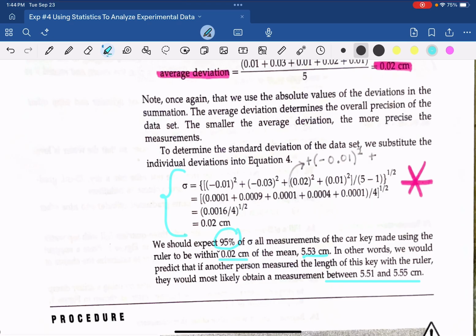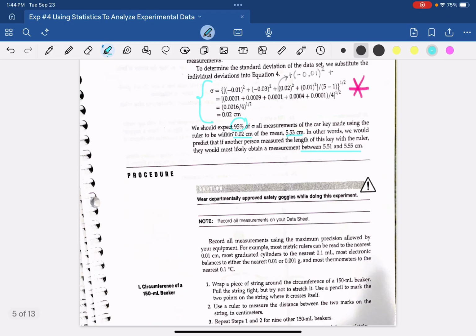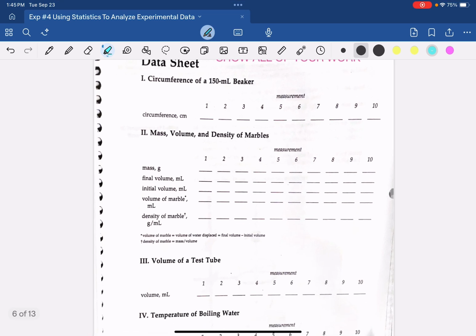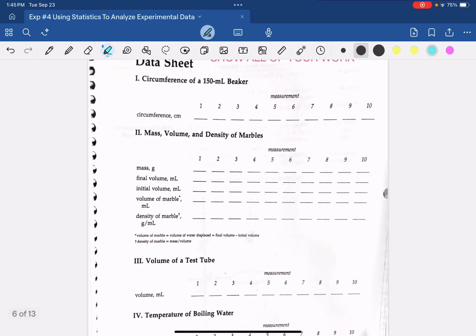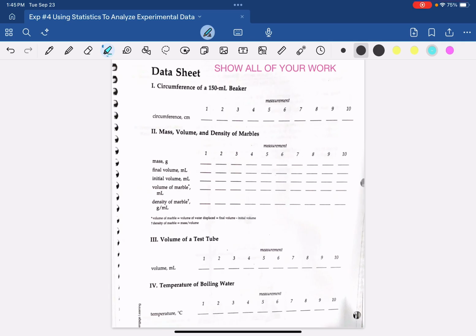Okay, now you're going to do that with your data. So again, if you've completed the lab, then you've already gone through the procedure. And you will notice that on each of these data sheets that you have values recorded, there are additional calculations that you have to make on each of them. You need to show work for everything.